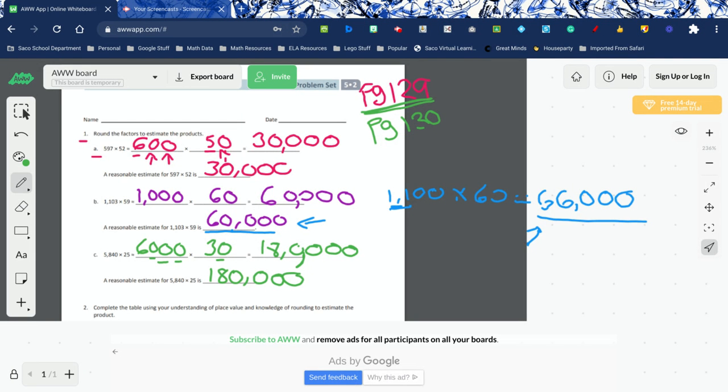I hope this is making sense for you. So let's put these new skills to the test. Your job is to finish the rest of page 129 and then flip it over and solve the rest of the problems on the back, page 130.